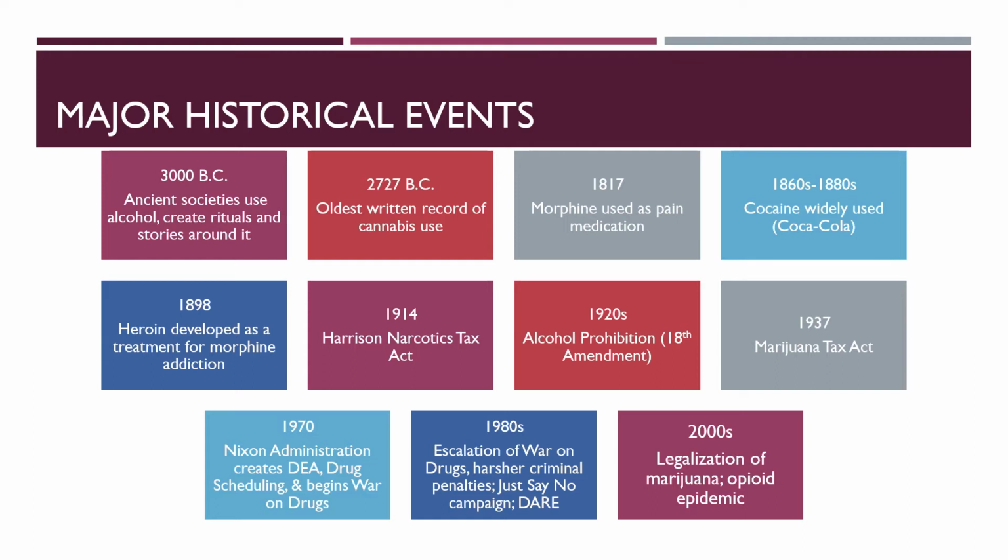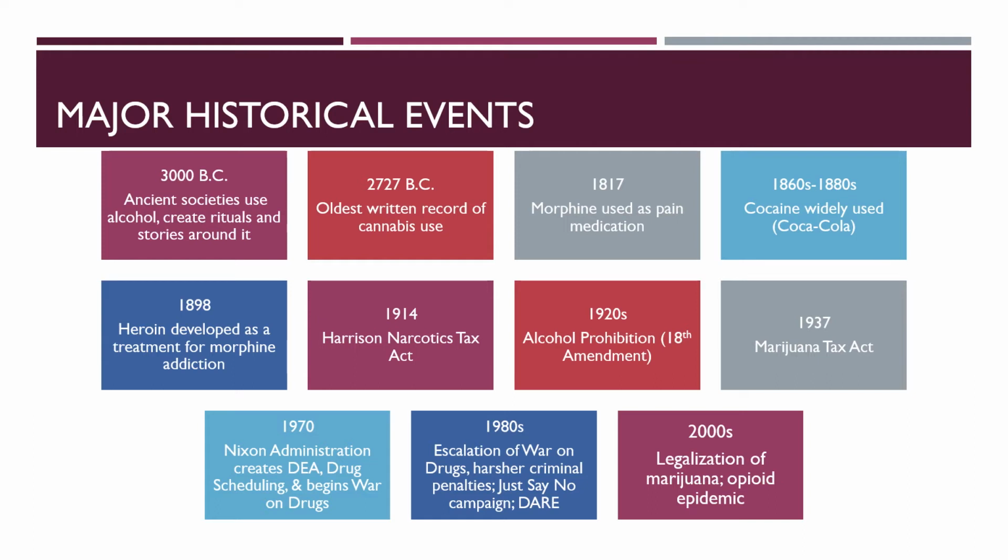He's actually the one who created the Drug Enforcement Agency. If you've heard of drug scheduling, where drugs are put on different schedules, 1 through 5, he and his administration created that drug scheduling. And that's also when the modern war on drugs begins, which we're essentially 50 years plus into that war on drugs. During the 1980s, when Ronald Reagan was president, there was a major escalation of the war on drugs.